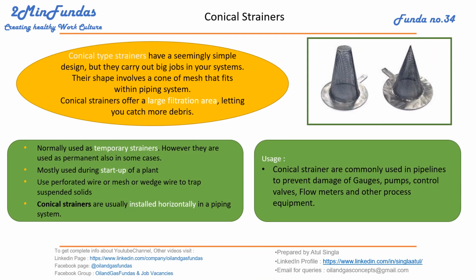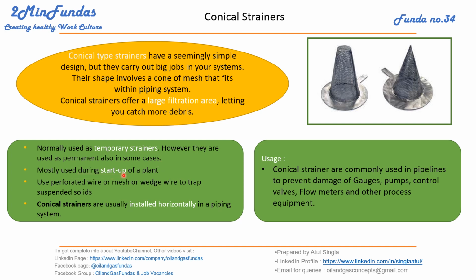Conical strainers, although these are very simple to design, they carry out very big jobs in our piping systems. Based on their shape, we are calling it conical. Conical strainers offer a large filtration area, letting you catch more debris. Okay, these are normally installed in a temporary operation. However, they are used as permanent installation also in many cases.